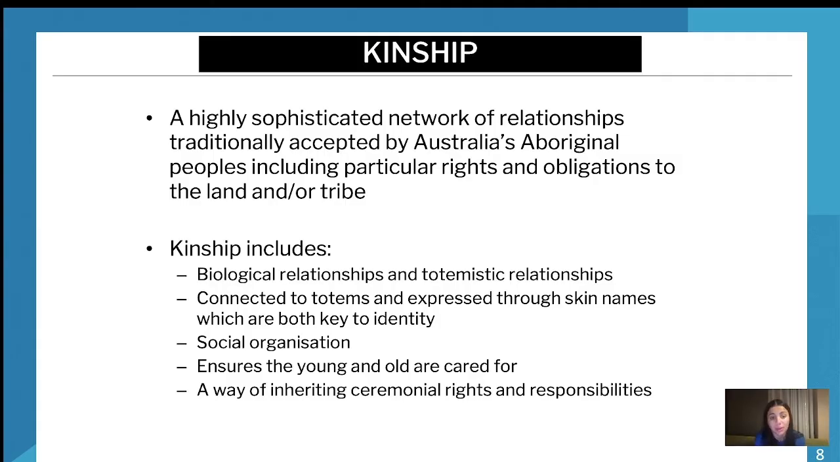So underneath the dot point of dreaming, first comes the dash point of kinship, which is a highly sophisticated network of relationships traditionally accepted by Australia's Aboriginal peoples, including particular rights and obligations to the land or tribe. It includes biological relationships and totemistic relationships. It's connected to totems and expressed through skin names, which are both key to identity. It's a social organization and ensures the young and old are cared for, and it's a way of inheriting ceremonial rights and responsibilities.